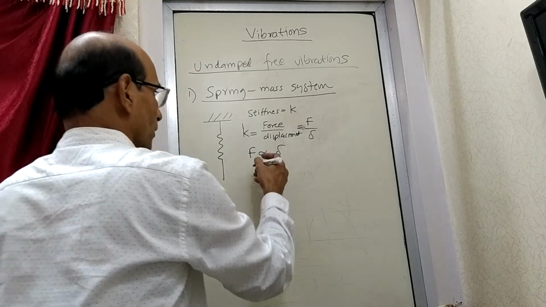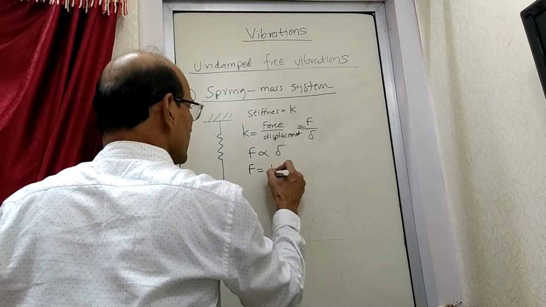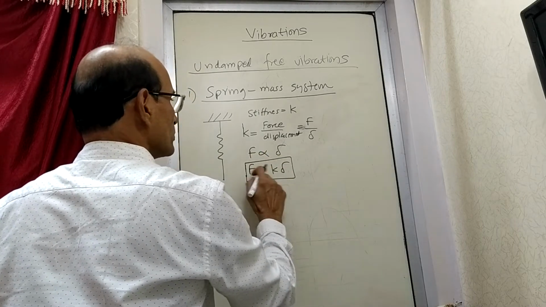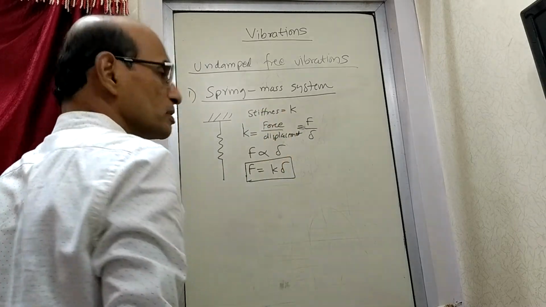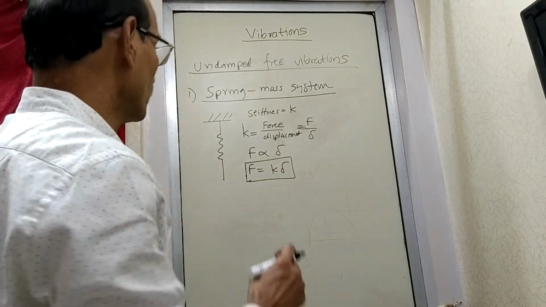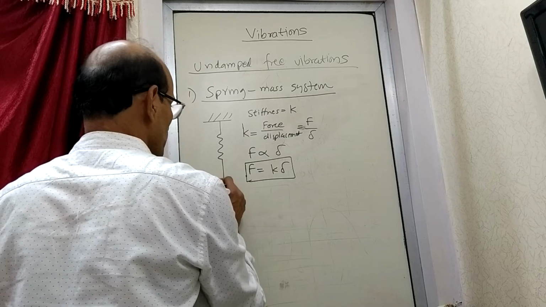And once this is the sign of proportionality, then you can say that it is equal to k into delta. And then k becomes F upon delta, that is called as spring stiffness. So right now there is a spring like this. Now what we do is, to this spring we attach one mass.